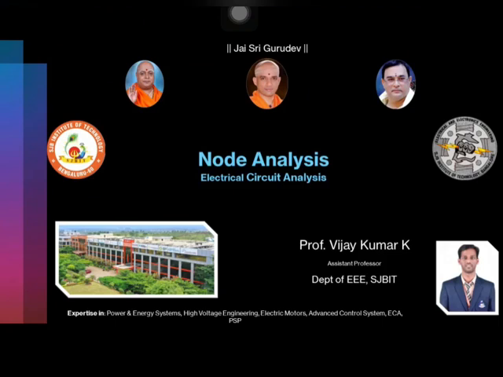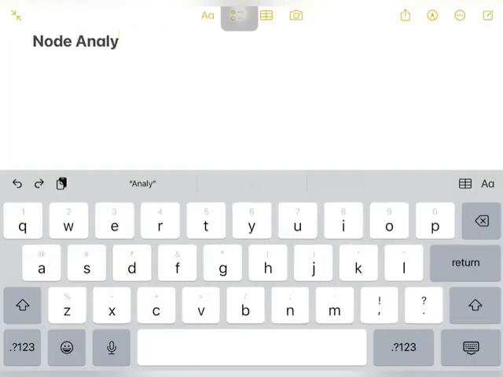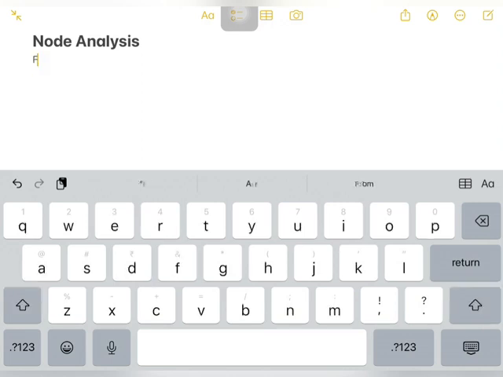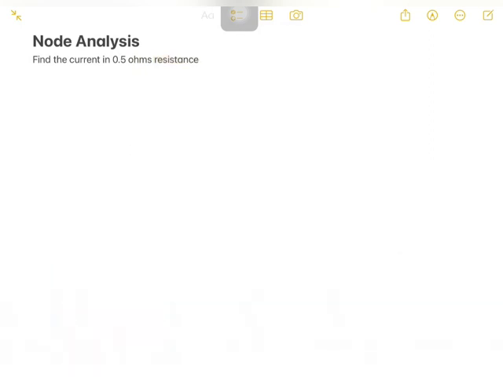Hello everyone, let us see the concept of node analysis with respect to the electrical circuit analysis subject. Here we will take a simple problem and try to solve it using node analysis, and see how to apply it for a given circuit. The problem is to find the current in the 0.5 ohm resistance for the given circuit.